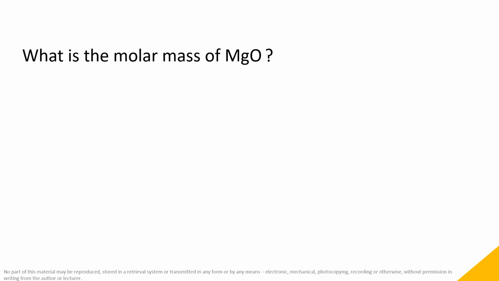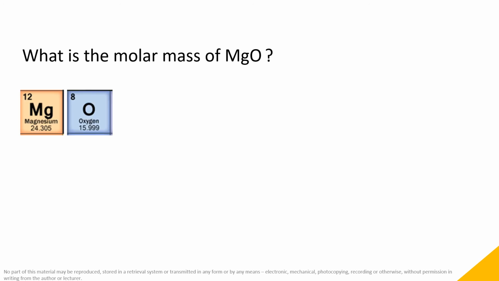Again, you're going to look at your periodic table and determine what is the atomic weight for magnesium and oxygen. Magnesium has 24.305 and oxygen has 15.999. Again, we're going to reduce this to 2 decimal places.